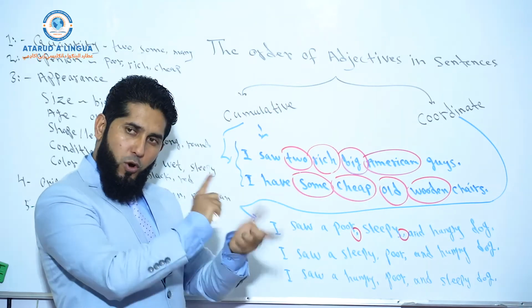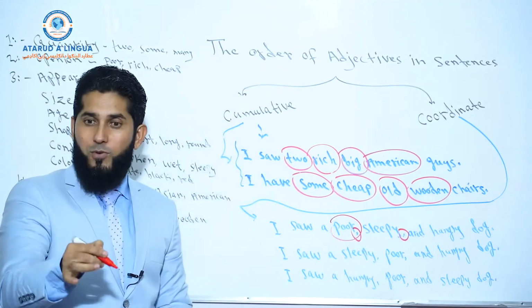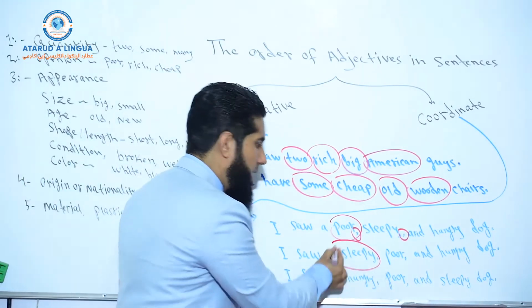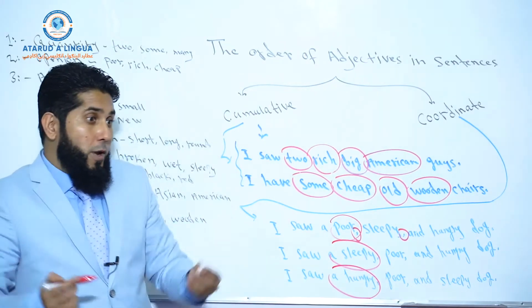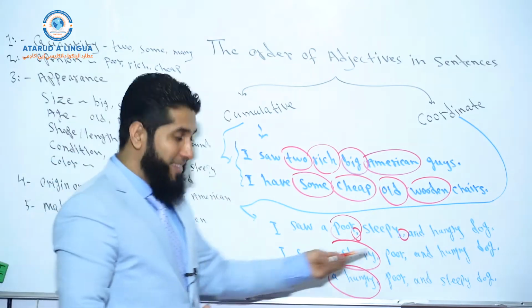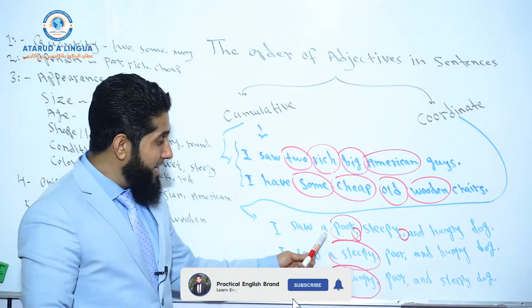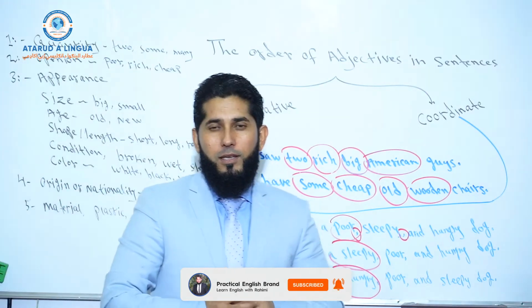Okay? You can change their order. Like here, poor comes first, right? And what comes? Sleepy comes first. And here, hungry comes first. Understood? No problem. You can change the order in this case, but you need commas. You separate them with commas. I hope this much is enough, okay?